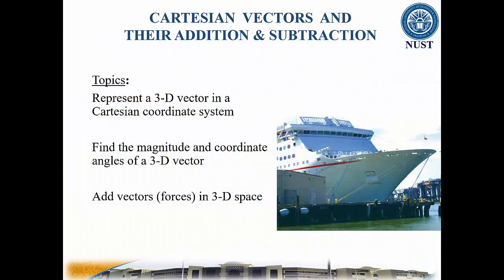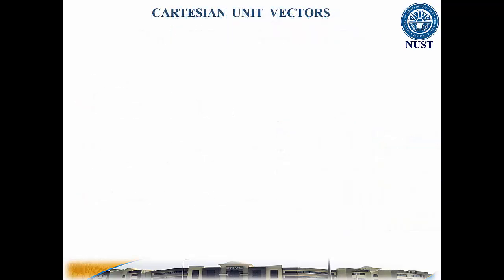In this video, I will explain how to represent a 3D vector in a Cartesian coordinate system, how to find the magnitude and coordinate angles of a 3D vector, and finally, vector addition in 3D space. The operations of vector algebra are greatly simplified if the vectors are first represented in Cartesian vector form. The concept of unit vector is very significant here.